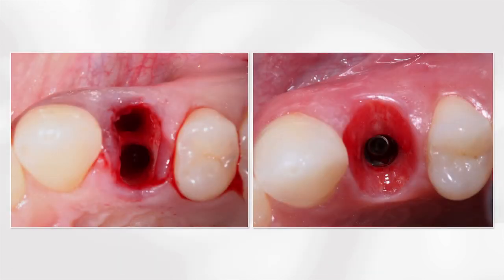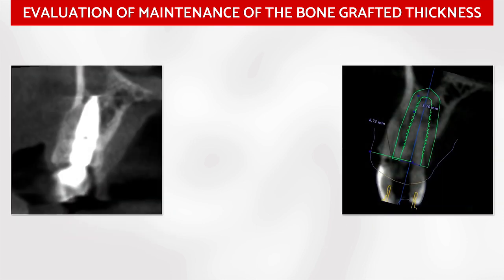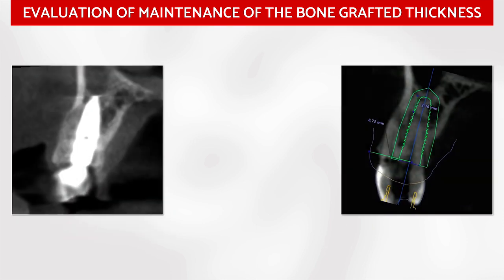Just make a comparison. Before and after 4 months, we have the biotype conversion. We start with a thin periodontal biotype, and now you can see a thick periodontal biotype. So you can notice the improvement in the periodontal biotype thickness. And we did an evaluation of the maintenance of bone graft thickness. And we can superimpose.